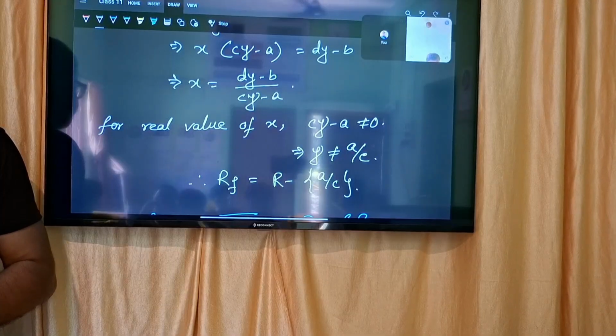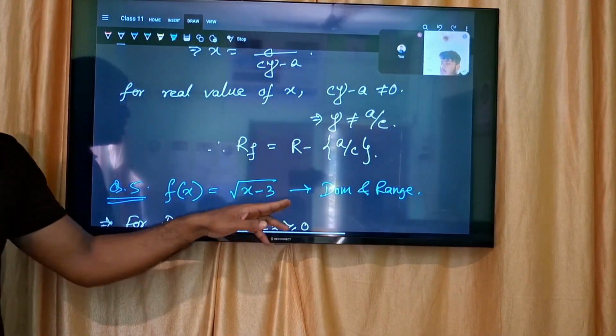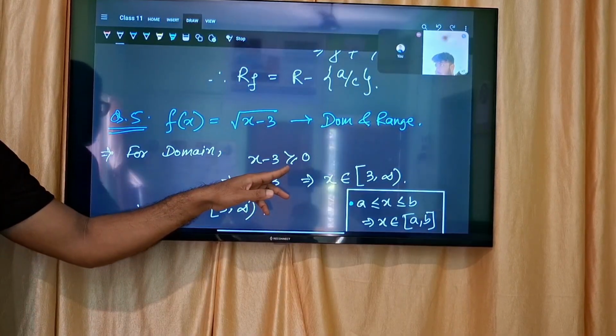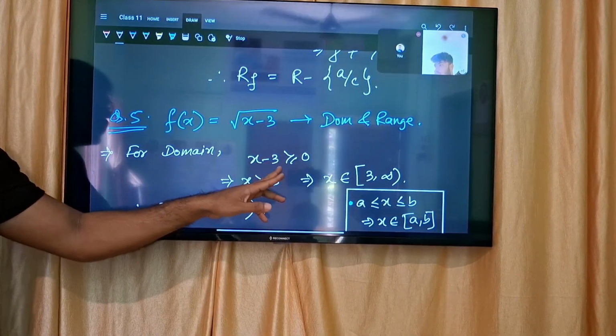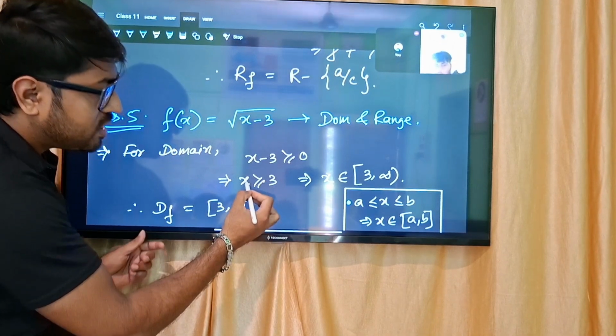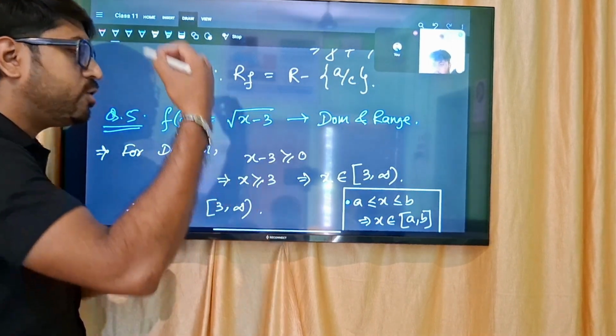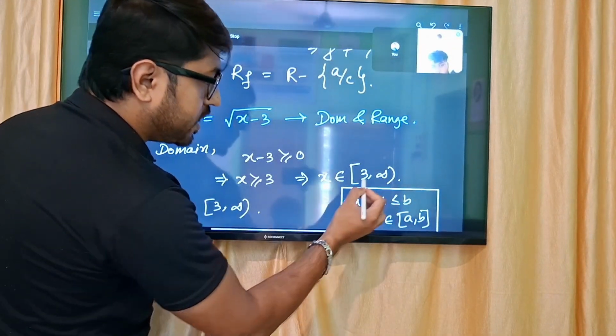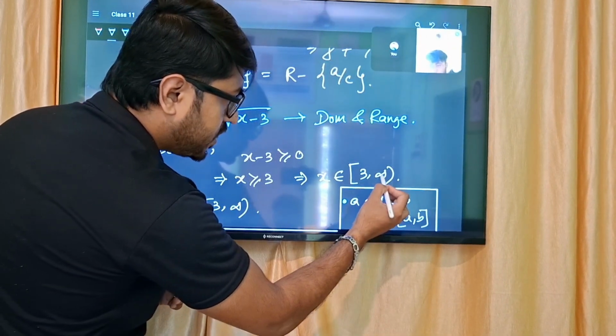দেখ f(x) equal to root under x minus 3, so for domain x minus 3 should be greater than equal to 0 as it is a surd only. So x minus 3 greater than equal to 0 means x greater than equal to 3. It means the value of x will start from 3 and it will go till infinity. That will imply x belongs to [3, infinity), 3 in closed bracket, infinity in open bracket.